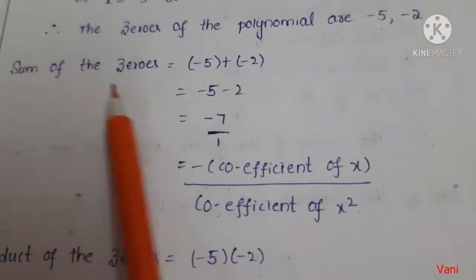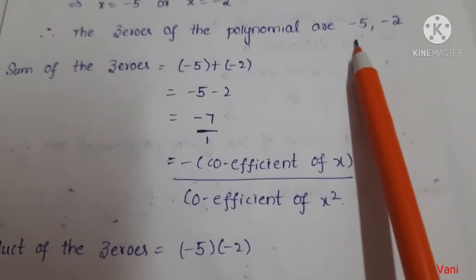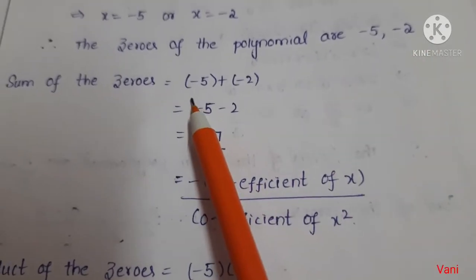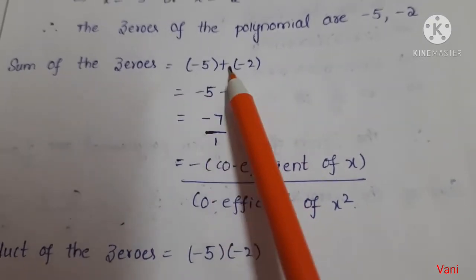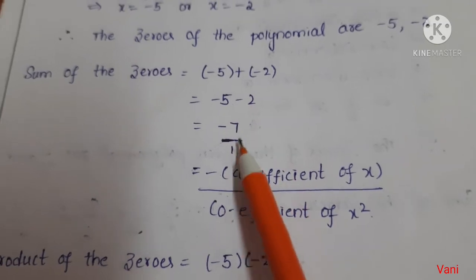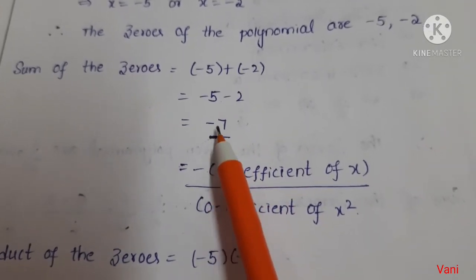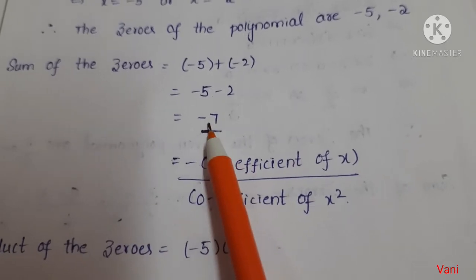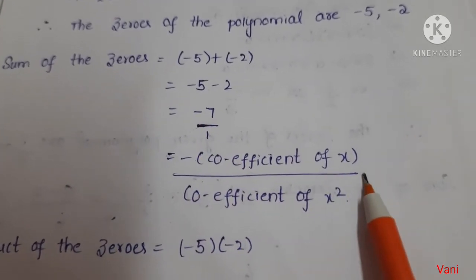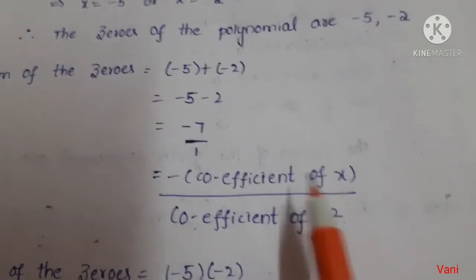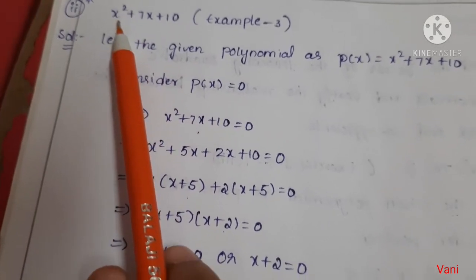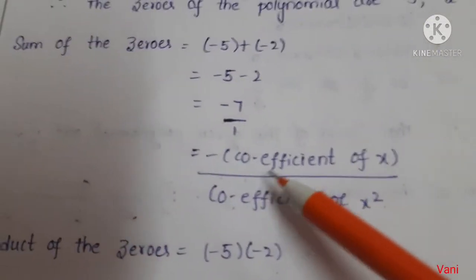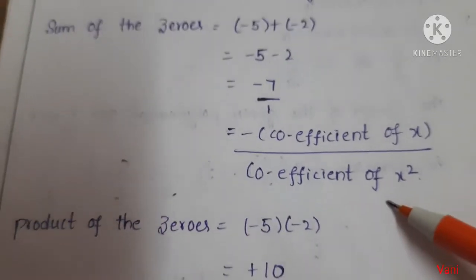Now we have to verify the relationship between the zeros and the coefficients. First find the sum of the zeros. Sum of zeros means you have to add the two zeros, minus 5 plus minus 2. When you have minus, you can keep brackets. Minus 5 plus into minus, minus 2. Minus 5 minus 2 gives minus 7. Minus 7 can be written as minus 7 by 1. In the given polynomial, the coefficient of x is 7 and the coefficient of x square is 1. So minus 7 by 1 can be written as minus coefficient of x by coefficient of x square.